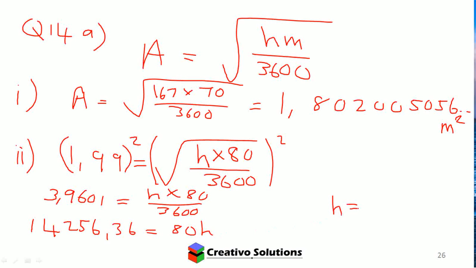So H is going to equal the number that I've just worked out, the 14256.36, divided by 80, which gives us an answer of 178.2045, and that would be in centimeters, and that would be the height of that individual. So Eric's height would be 178.2045 centimeters.